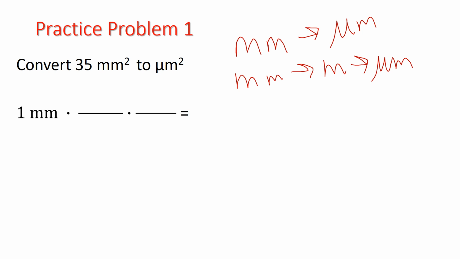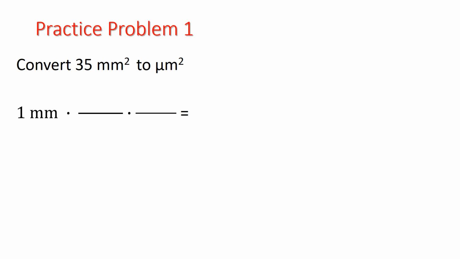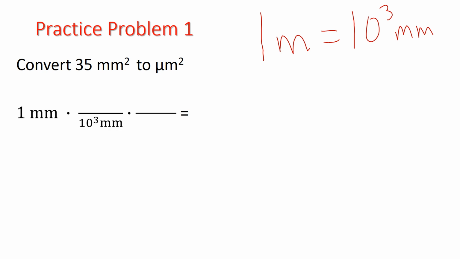To do that, I need to multiply by a fraction which cancels my millimeter units and puts me into meters. Okay, so I know that for every 1 meter, there are 10 to the third millimeters. So I'm going to set up my fraction and I'll put my 10 to the third millimeters on the bottom and my 1 millimeter on the top.